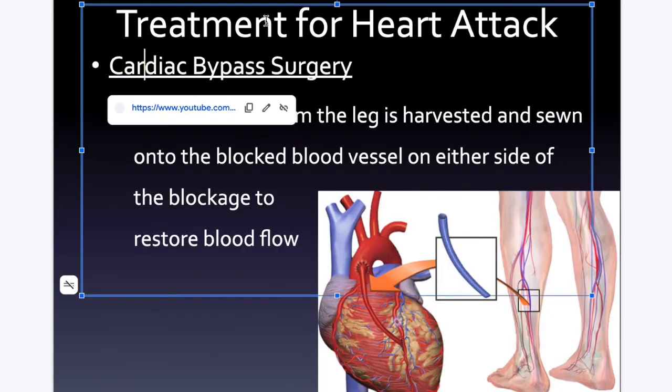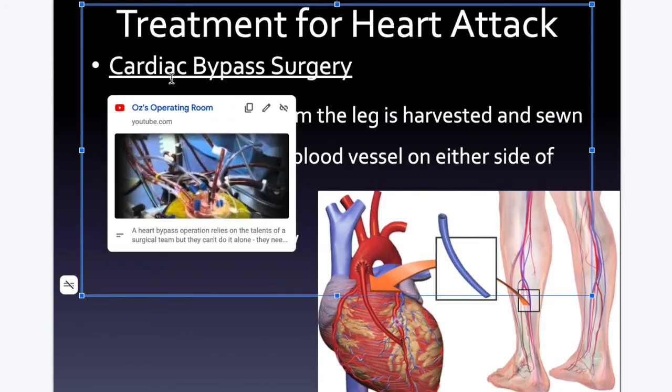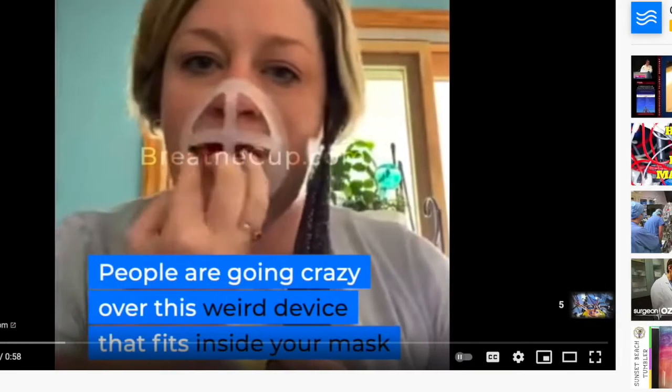Another procedure is something called a cardiac bypass surgery. We'll watch that quickly. That's a much shorter video anyway.